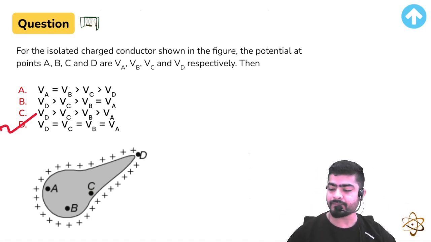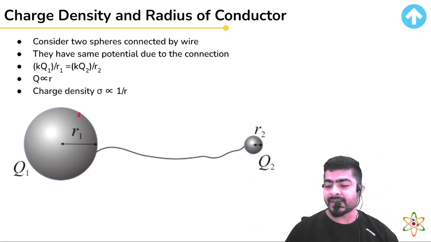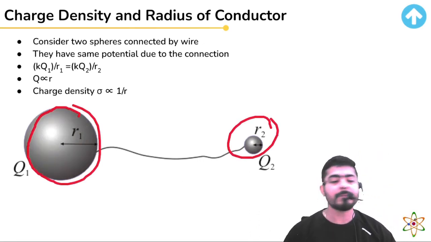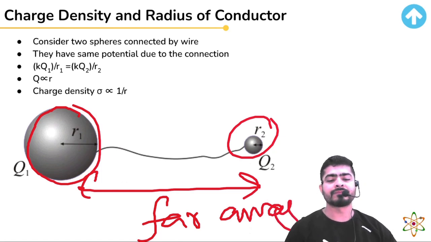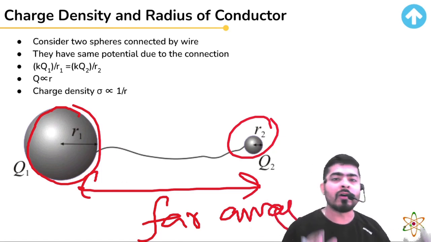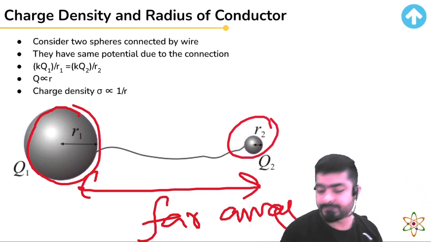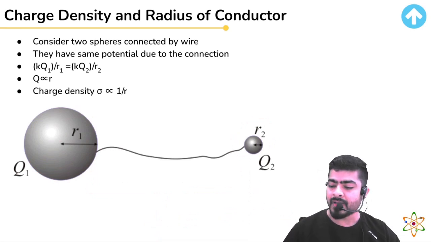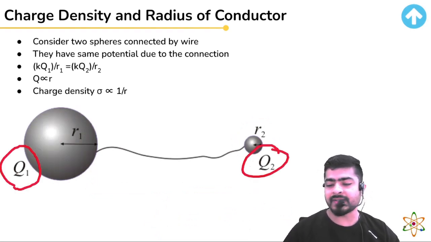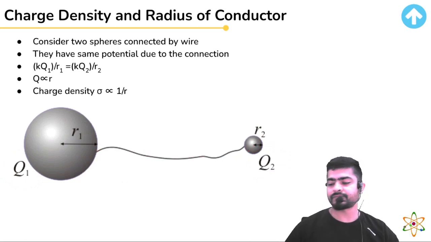Now a very important point to remember. So let's say we have got two spheres over here of different radii. They are very far away from each other. Why do we need that? Because so that they don't influence each other with electric field. That's the only reason we want them to be far away. Okay, so this sphere has charge q1, this sphere has charge q2, and they are connected by a wire.